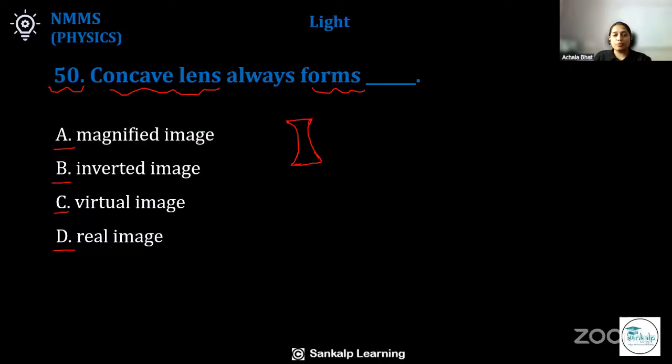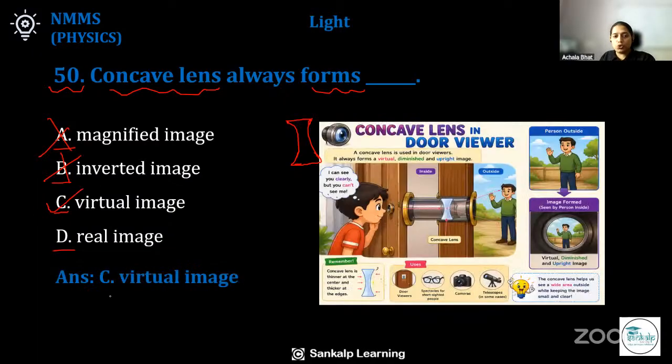Magnified image? Whether magnified images are formed by concave lens? No. Inverted image? No. Actually, they form virtual image. Therefore, they are erect. Option C is correct, virtual image. D, real image. No, this is wrong.